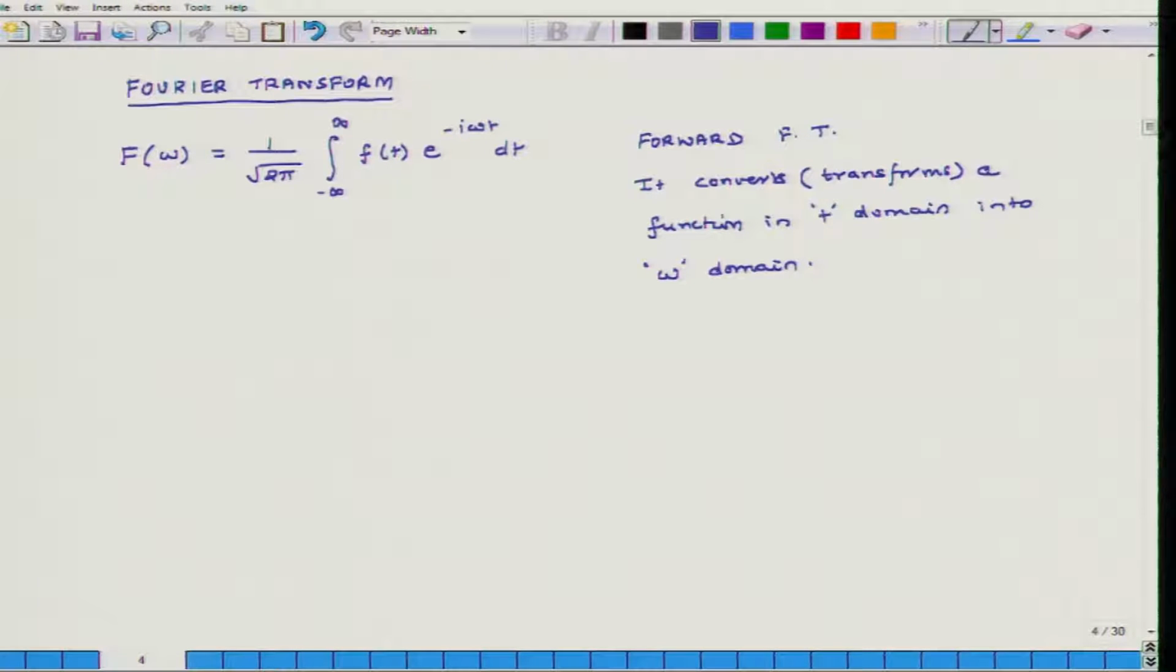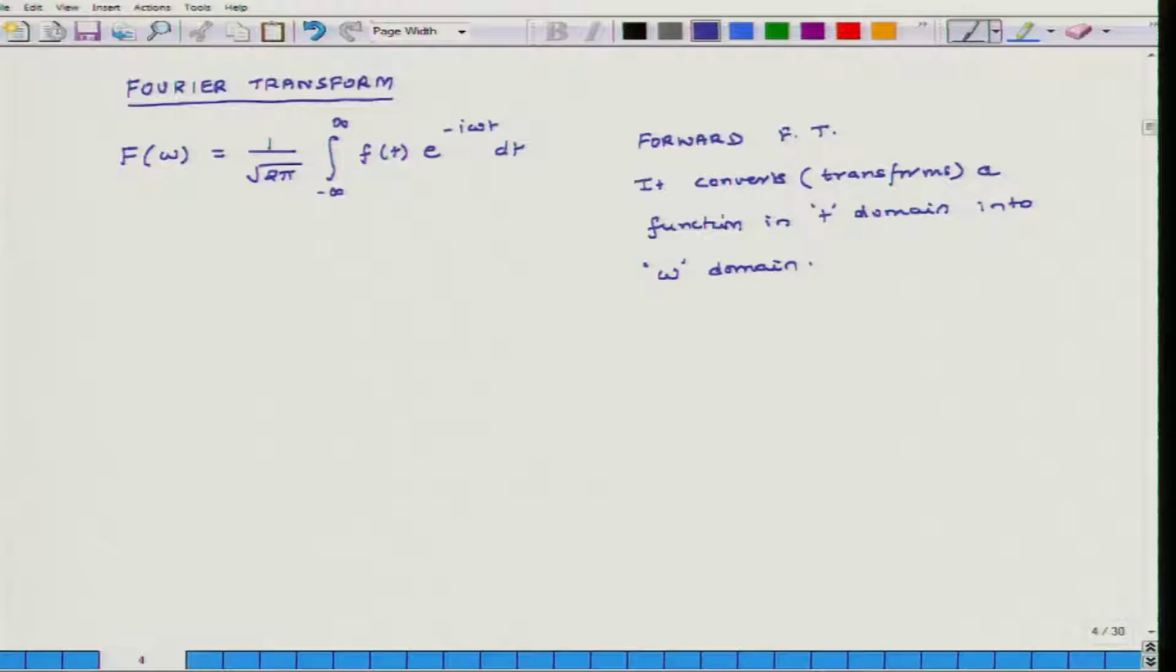So, if there is something which can be measured in terms of t, and if the same thing can also be measured in terms of omega, and if t and omega are related in the sense that omega equals 1 over t times 2 pi, then this kind of transformation will help us convert or transform a function in t domain into omega domain.